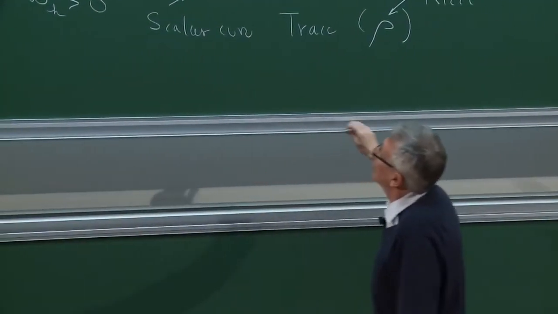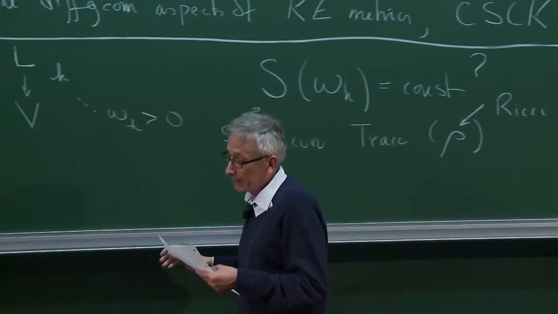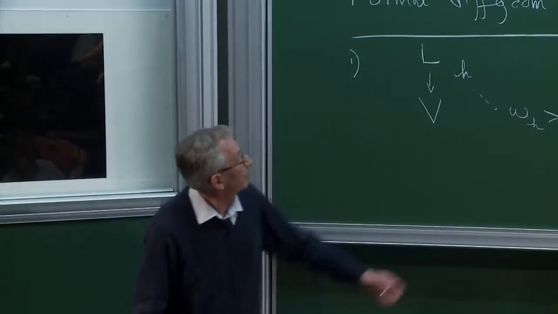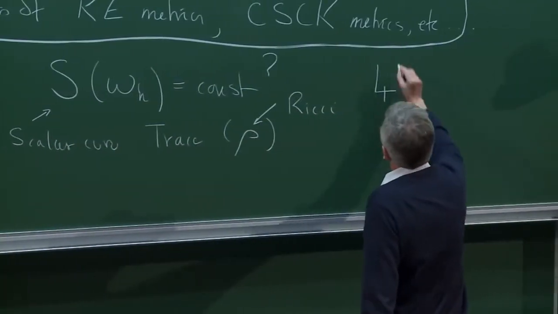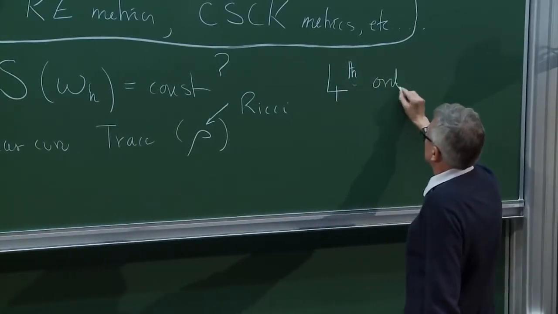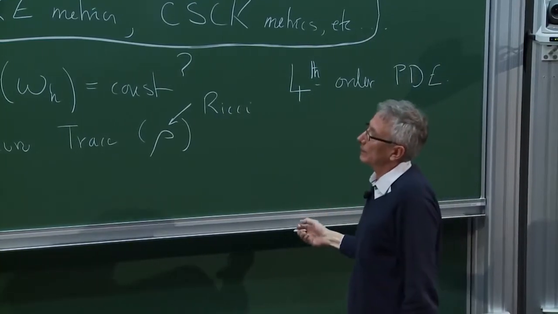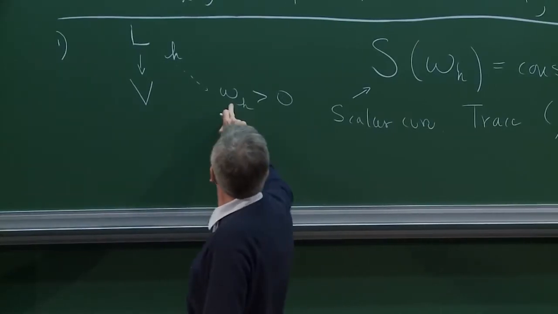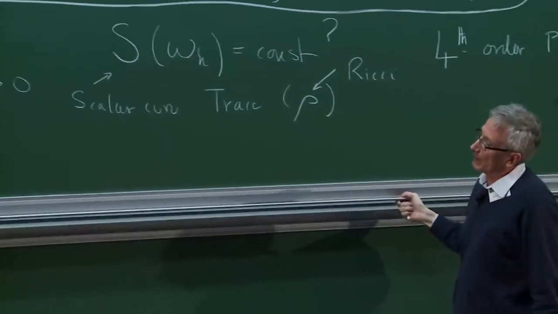And this is a fourth order partial differential equation for the metric H. H is locally represented by a single function. This is a fourth order partial differential equation for that function, because we have to take two derivatives to get to the metric, and then the scalar curvature depends on another two derivatives.